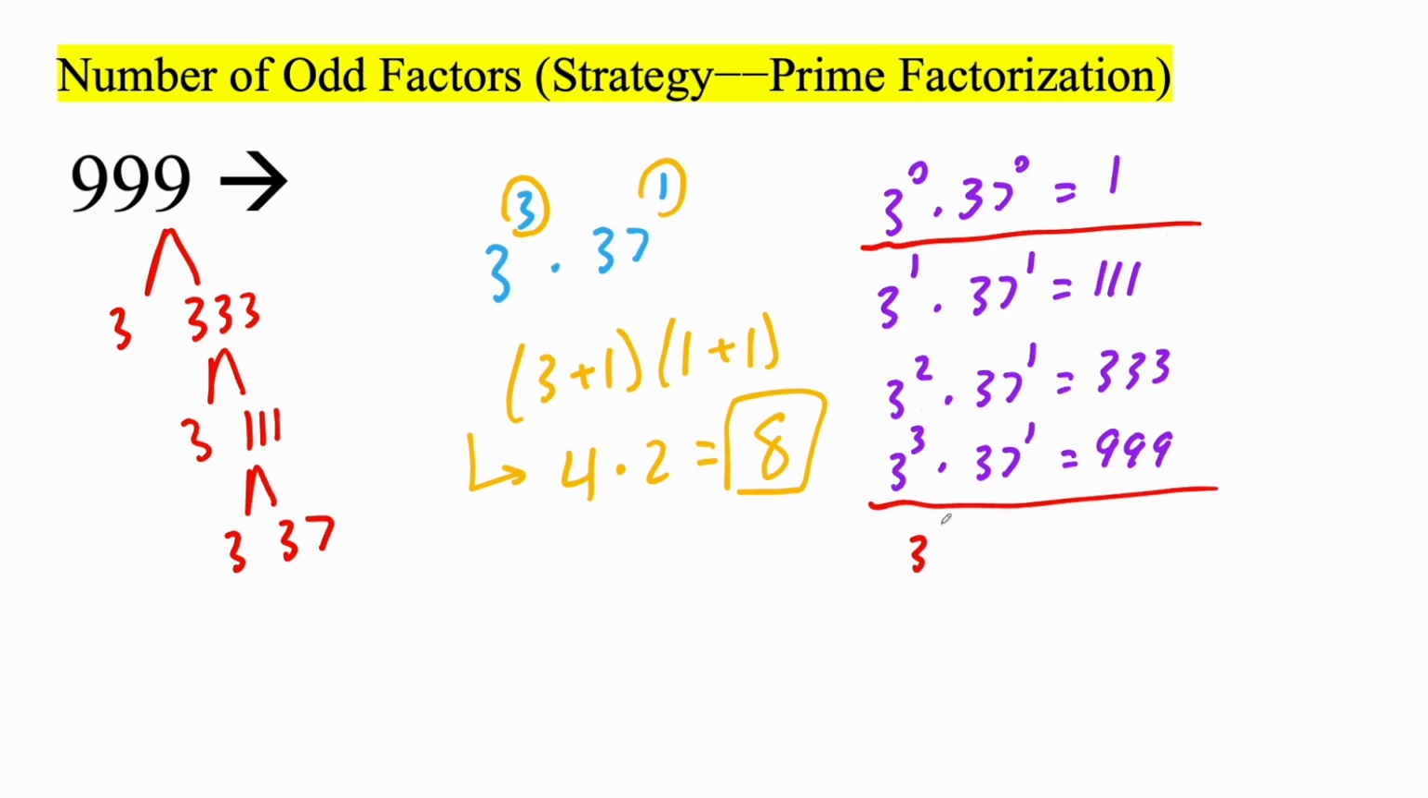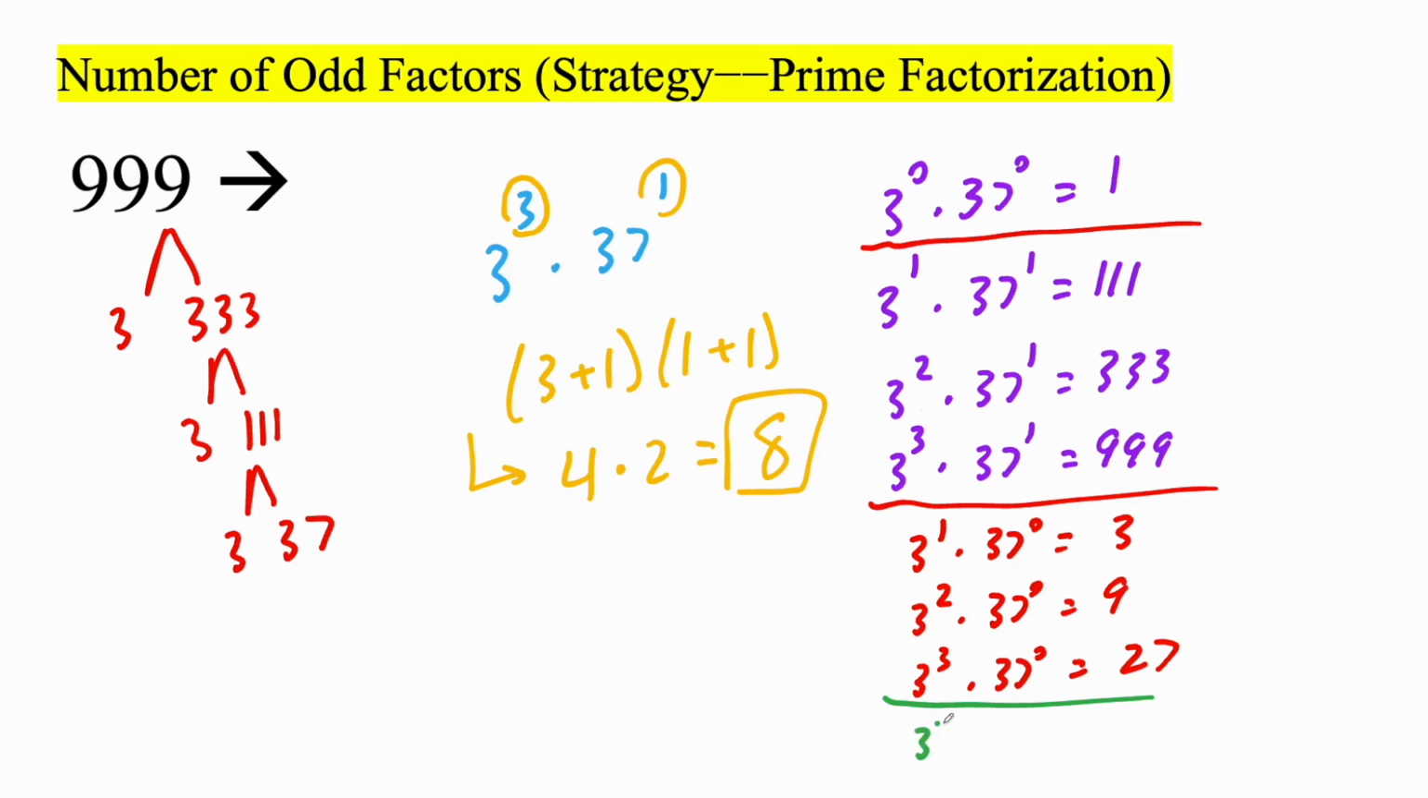Likewise, we could do 3 raised to 1 times 37 raised to 0 and get 3. 3 raised to 2 times 37 raised to 0 and get 9. And 3 raised to 3 times 37 raised to 0 and get 27. And our last one, we can get 3 raised to 0 times 37 raised to 1 and get 37. And if we count it, 1, 2, 3, 4, 5, 6, 7, 8. We have 8 odd factors. And that's pretty much it for this video.